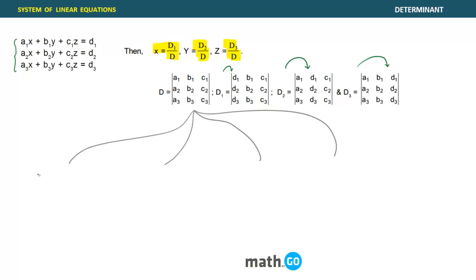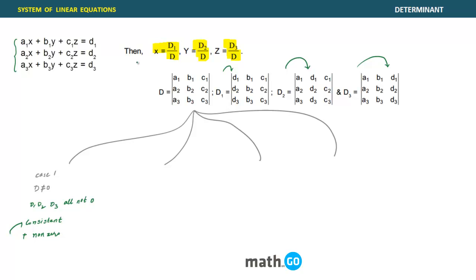For example, case 1: d is not equal to 0, and at the same time d1, d2 and d3 are all not 0. One of them might be 0, but all of them are not 0. Then I will say the equations are consistent. That means they will give you a solution. That is the meaning of consistent.